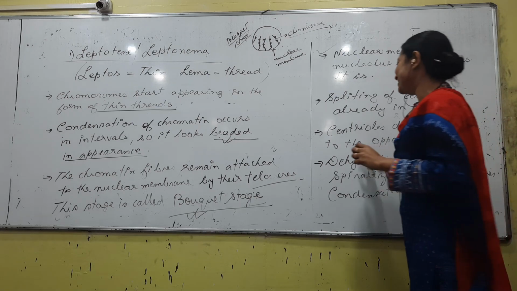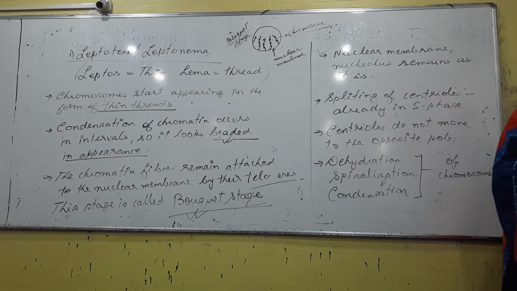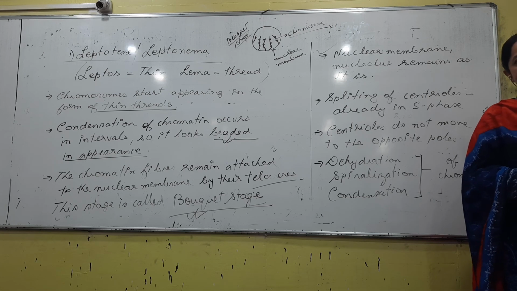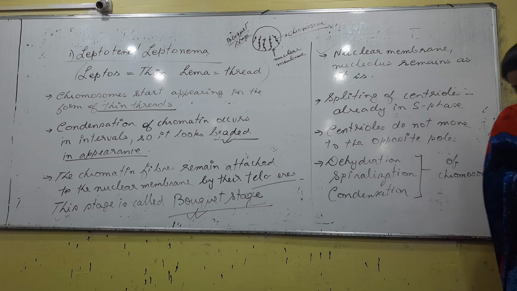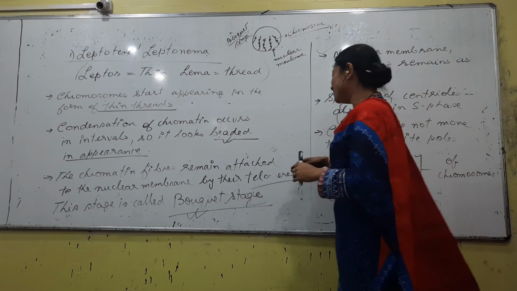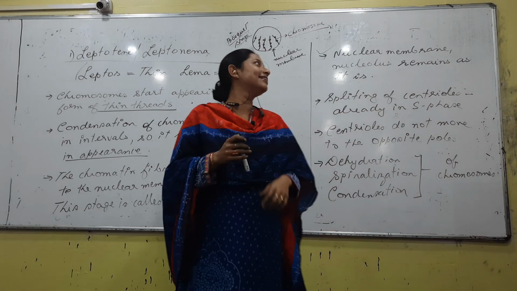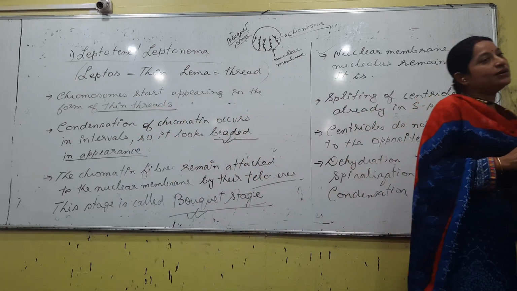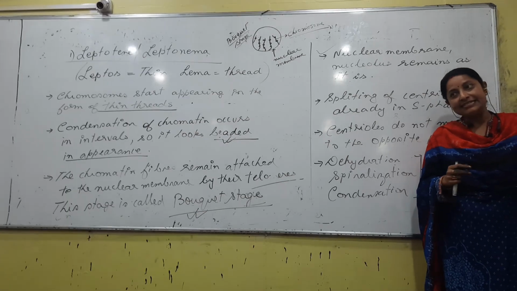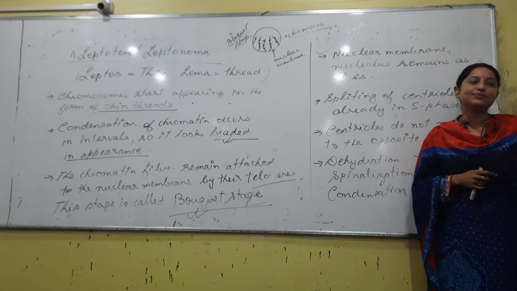When is your next class? 6:30. How long is the class, 5:45 or 6? So what do you want me to do? Continue or stop it? Stop it. Okay, then. What we'll do is talk about zygotene in the next class. But do you have any doubts right now?